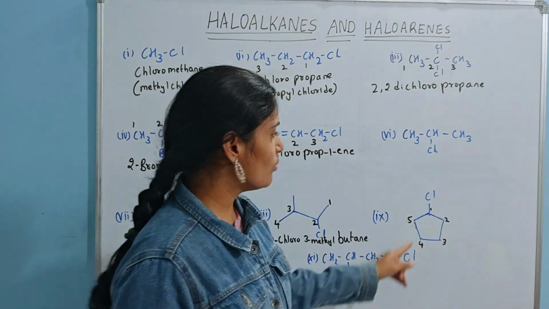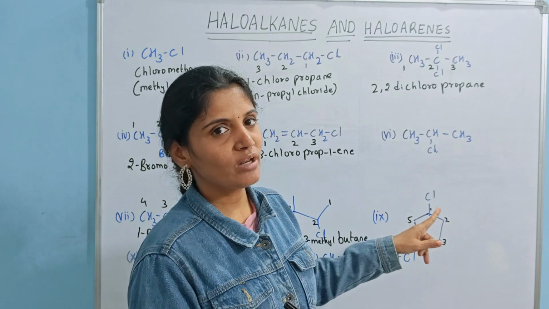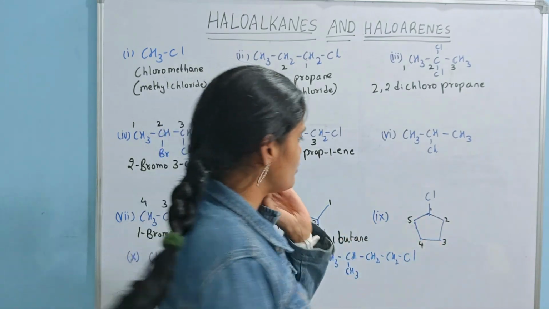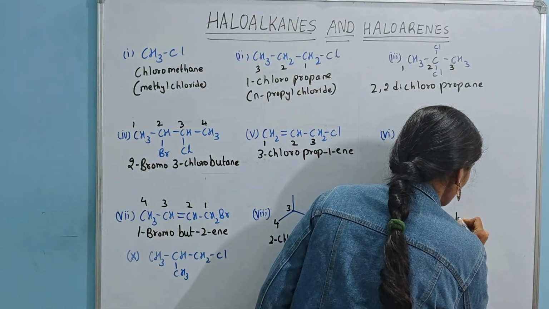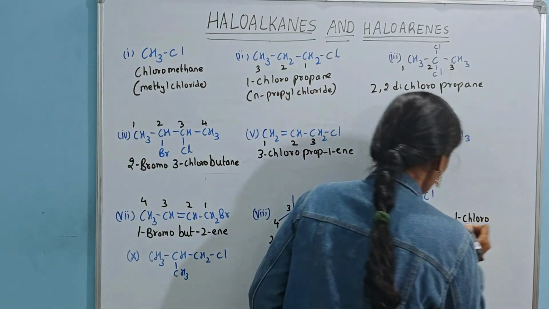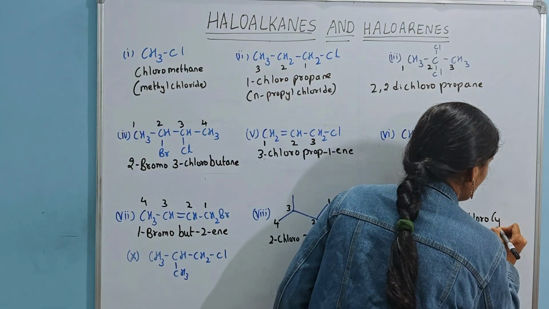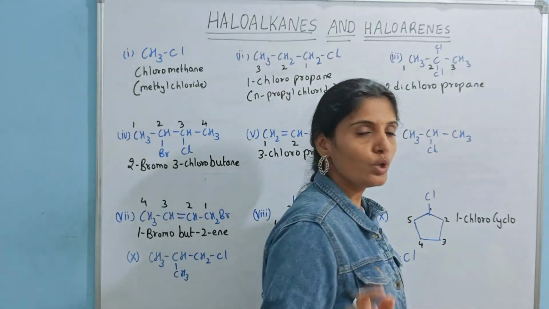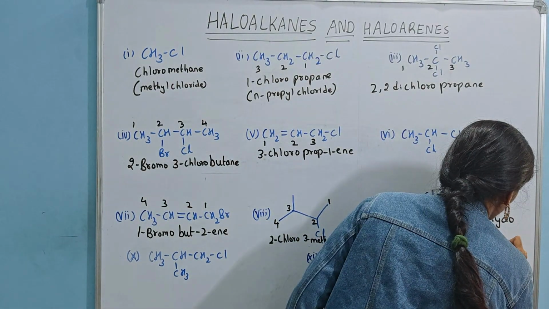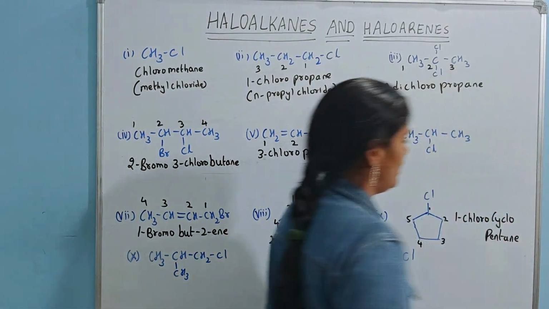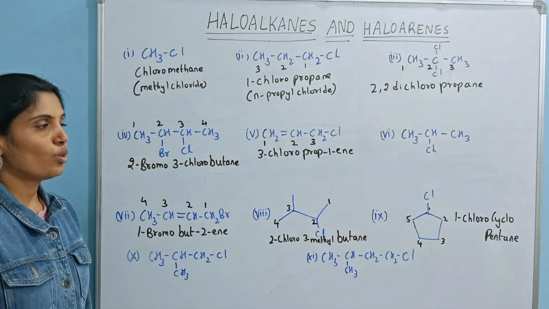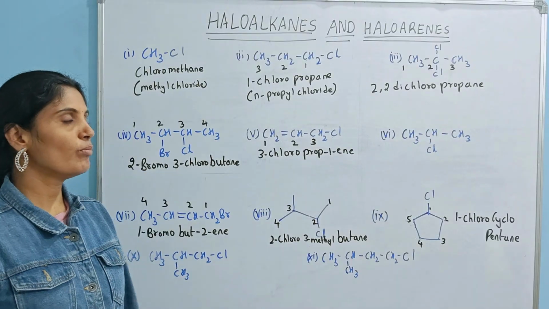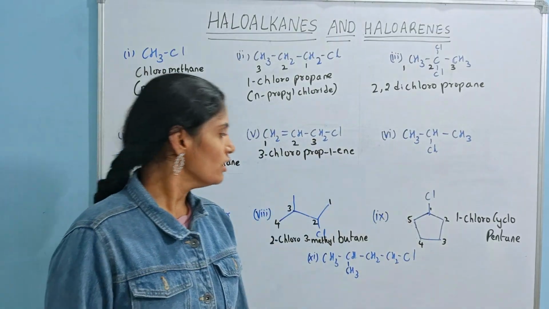So what will be the name of this compound? 1-chloro being the secondary prefix, then comes my cyclo, and then word root, and then unsaturation. So it will be 1-chloro, cyclo. Okay, it is your pentane ring because it has 5 carbons and no unsaturation. The name will be 1-chloro-cyclopentane. Okay, now let us see these two compounds and then we will go for this compound.